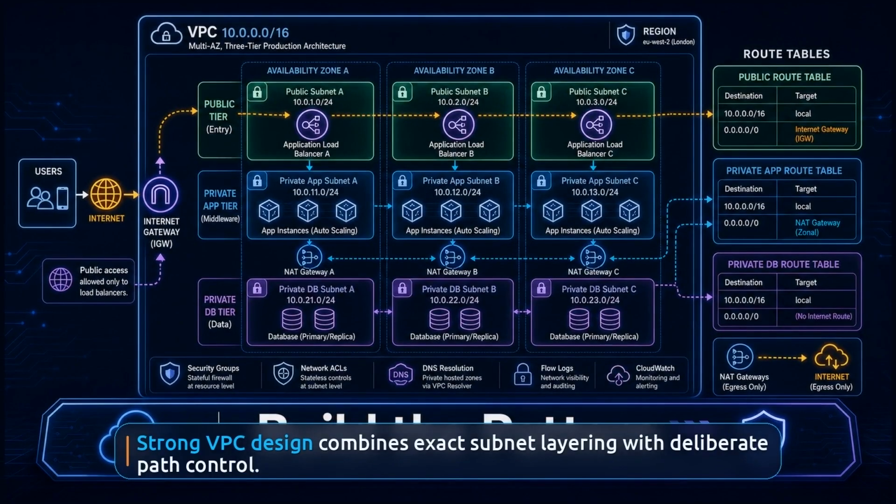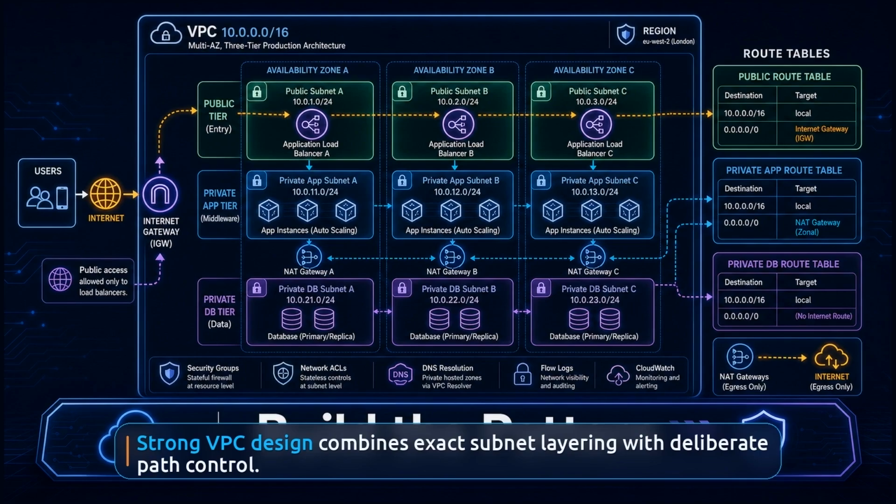Now let us assemble the full production pattern. Imagine a regulated digital payments platform serving customers across the United Kingdom. Users enter through a public application layer, but the real application servers stay in private subnets and the databases stay deeper still. The VPC CIDR is 10.0.0.0/16. 3 public subnets provide the internet-facing layer.